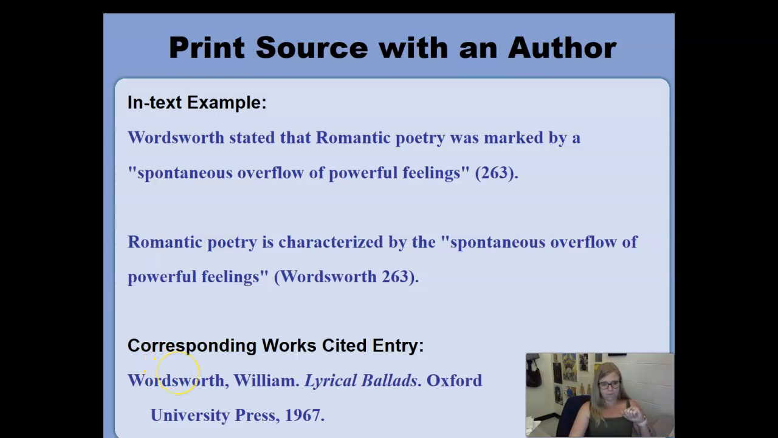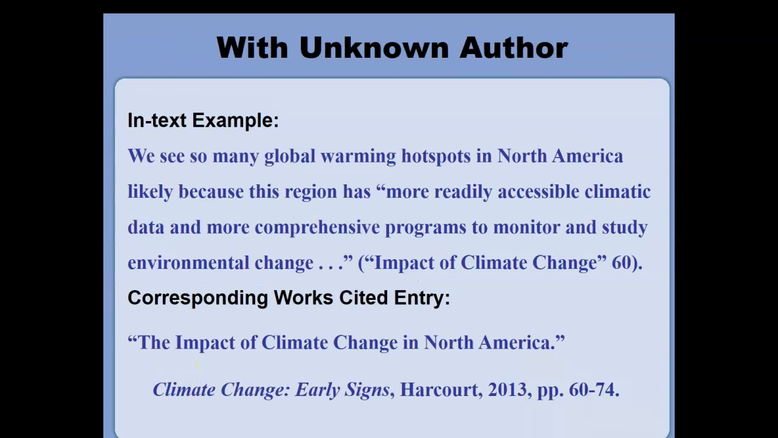Okay? And I'm going to show you one. What if we don't have an author? Well, if you don't have an author, you're going to use the title of the article or essay as the next thing that you use. It's kind of interesting. If you don't have an author, the next thing is title. And if you don't have a title, then I don't think you should use that source.